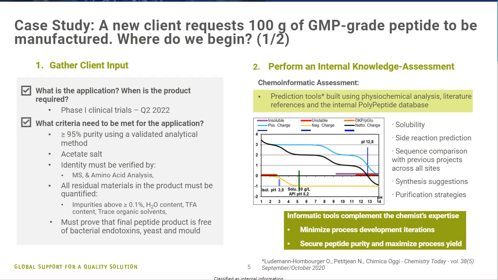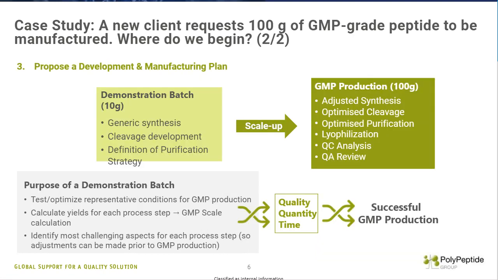So once we perform this internal knowledge assessment, we then go to the client and we propose a development and manufacturing plan. In the case of this peptide, we propose to perform what's called a demonstration batch of about 10 grams of the peptide. Here we propose to perform a rather generic synthesis, using very classic amino acid coupling conditions to produce the peptide. From there, we would generate a crude, which we would then use to perform development of the cleavage from the resin that we use during a solid phase peptide synthesis.